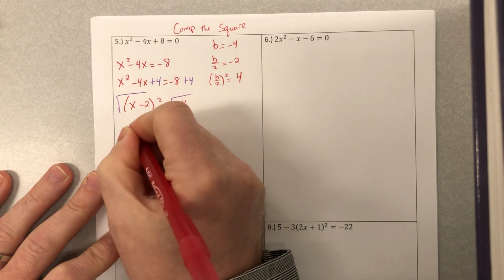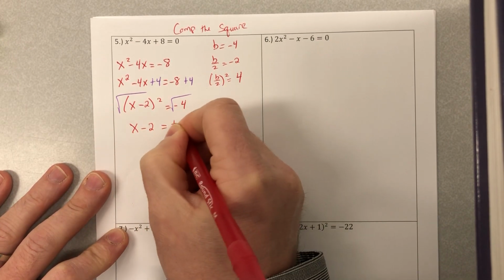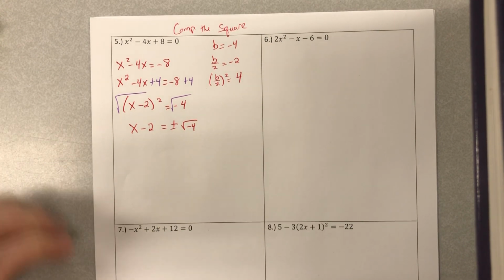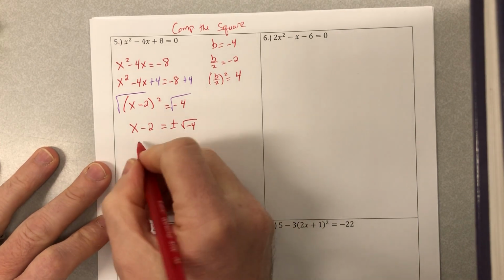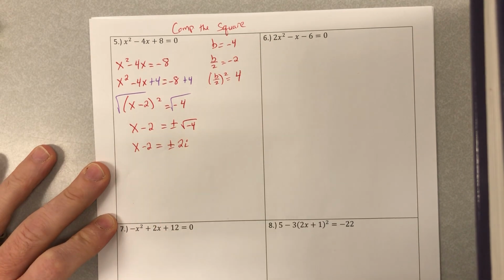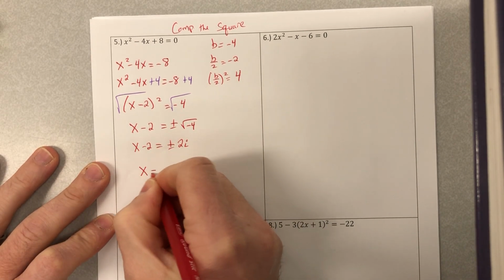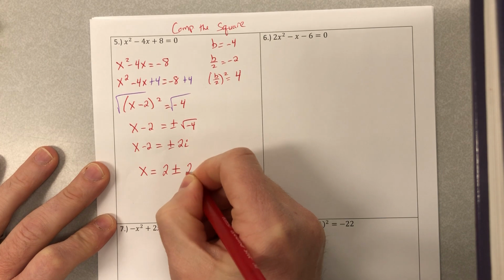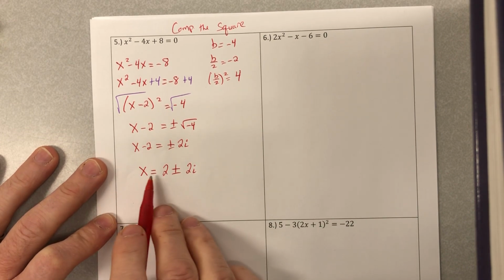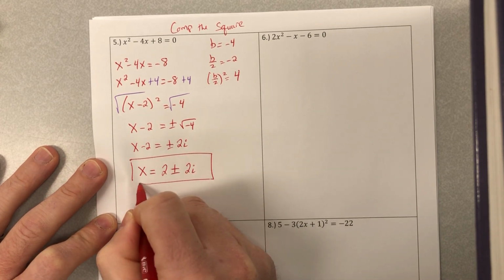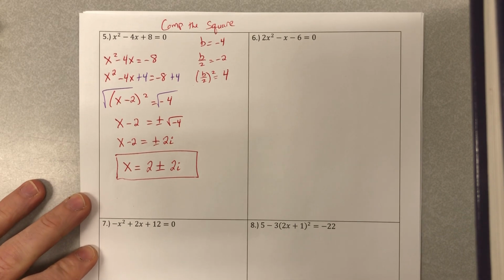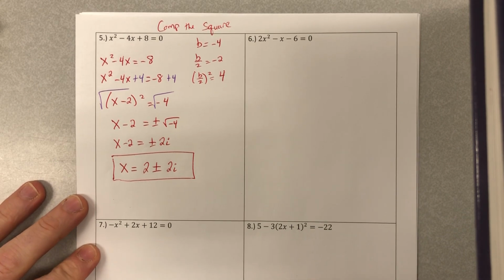We take the square root of each side, and we get x − 2 equals plus or minus the square root of −4. If we simplify the square root of −4, it will be 2i. We add the 2 to each side. We have x equals 2 plus or minus 2i. Okay. So the more we practice this, the more we realize which method we can use to do this.